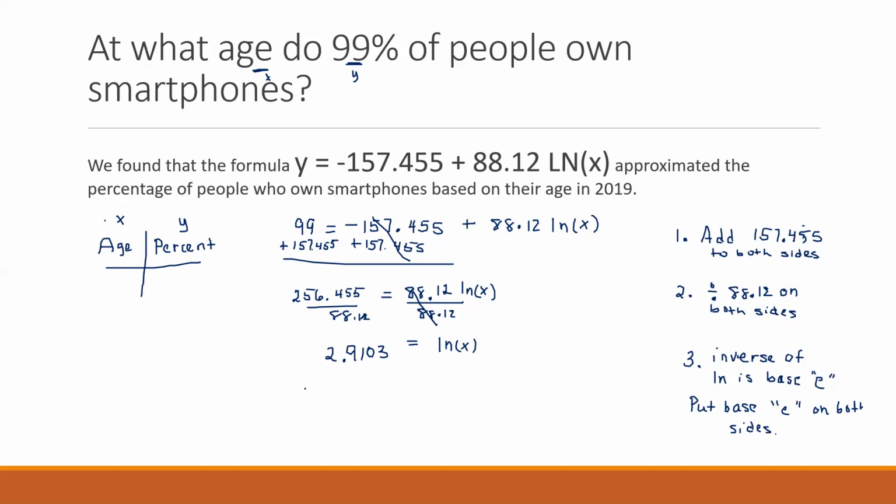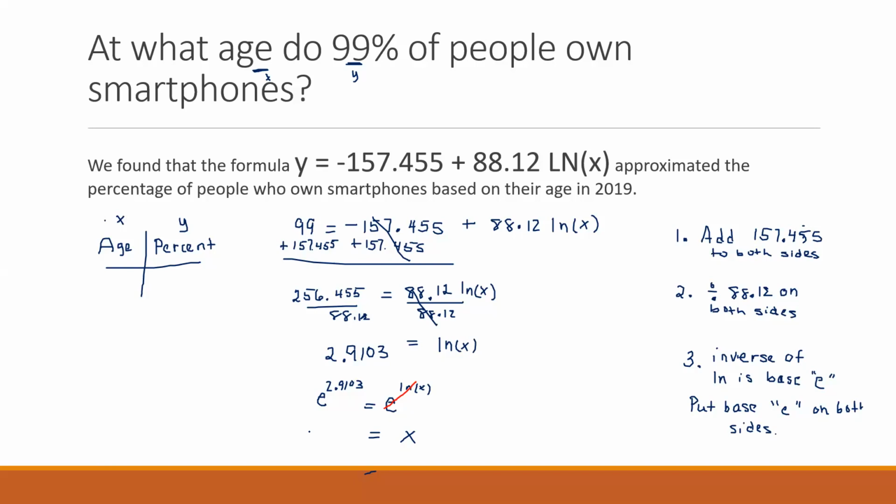So I come over here on the left, I now have E exponent of 2.9103. On the right, I now have base E exponent ln of X. Now, our inverse property tells us that when you have base E and a natural log of the exponent, that cancels. So these guys literally cancel. And that gives me just the X on the right-hand side of the formula.